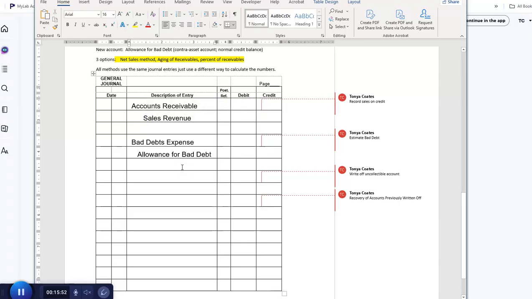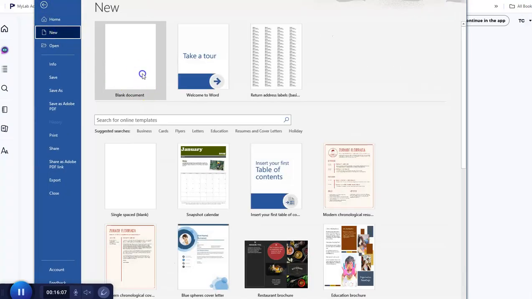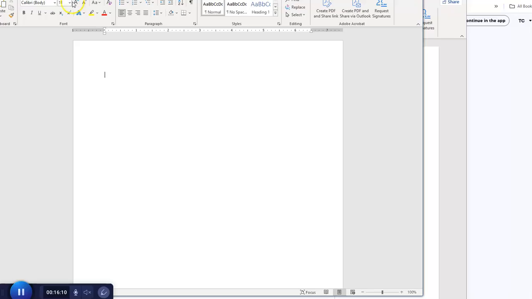So for example, at the end of every month or time period, we will make an adjustment and we will record the bad debt expense, and then our allowance for bad debt will be recorded as a credit. Now, what our accounts receivable is going to look like on the balance sheet, we're going to show accounts receivable, and we're going to subtract allowance for bad debt.